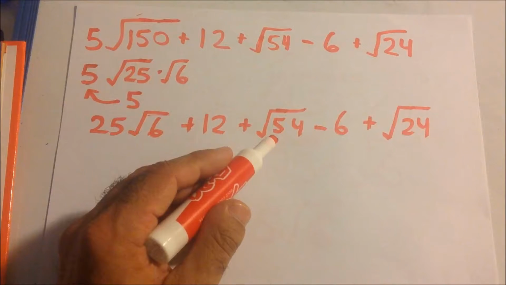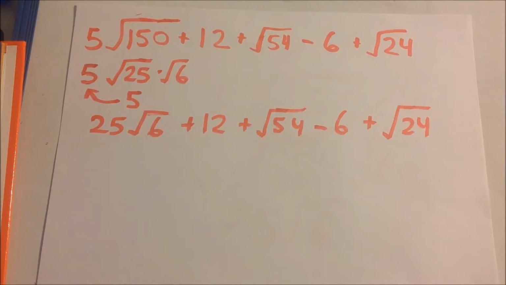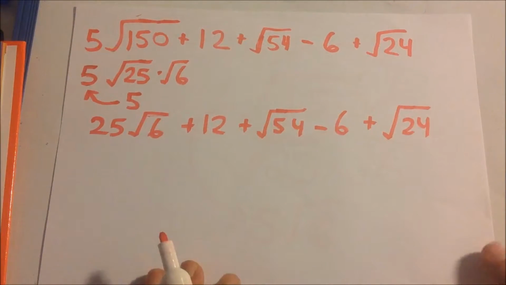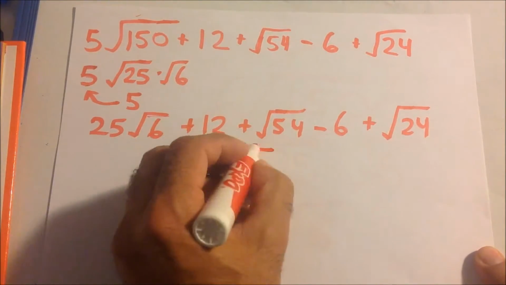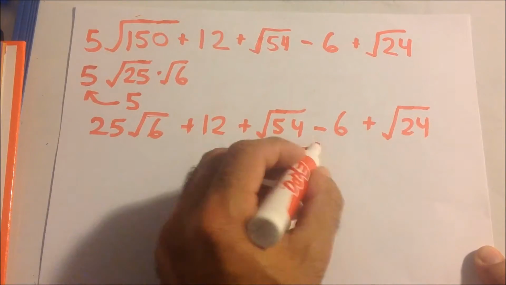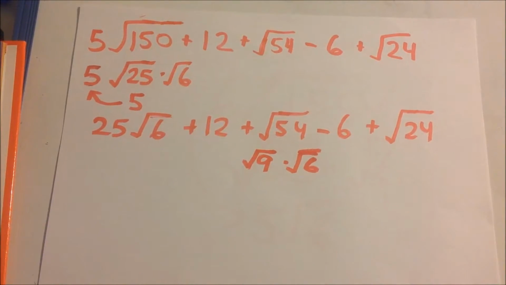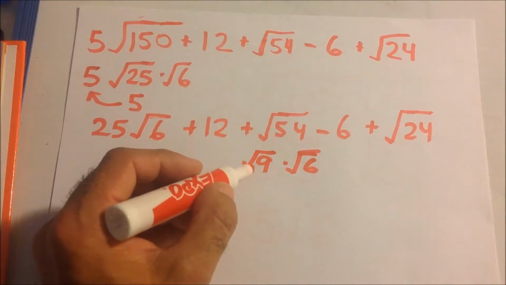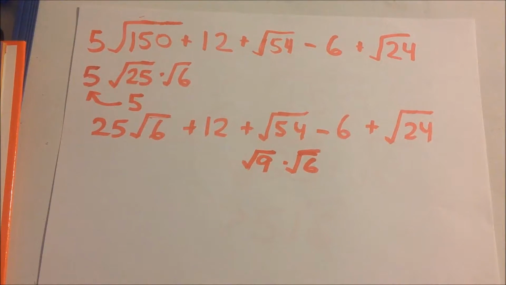What can we do with the square root of 54? Well, the square root of 54 we can do square root of 9 times the square root of 6, sorry. 9 times 6 is 54. And 9 is a perfect square, so you can get rid of it. So what do we do?